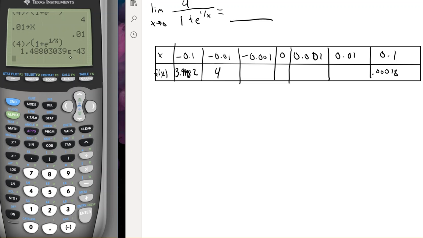And alright, so now this is times 10 to the -43. So if I move this decimal 43 times to the left, I don't have enough space to fill it in here. There's tons and tons of zeros. It's basically 0 on that side. Okay, let's move a little bit closer.